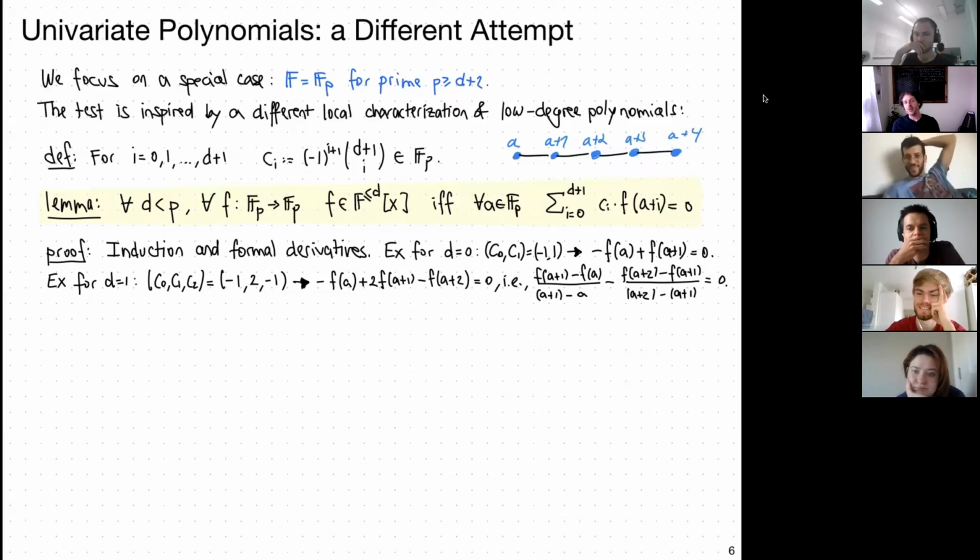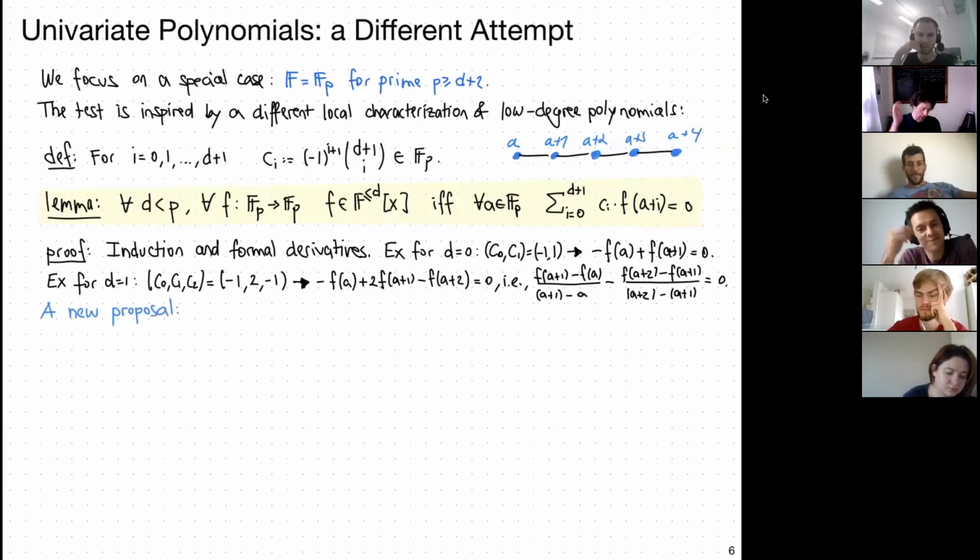I've done this proof, I showed it at least 5 times in class, but I still don't see this inherent reason why polynomials have to satisfy it. So if anyone has an insight, I'd be very much interested in hearing about it. But it holds. Okay, and this could lead us into a new proposal, a new way of dealing with things.